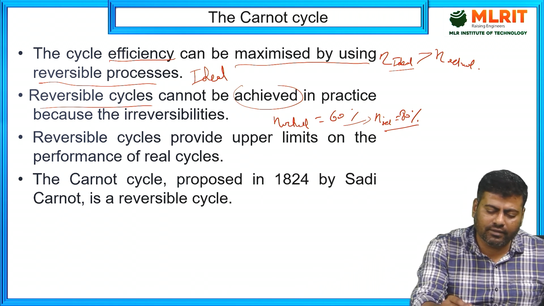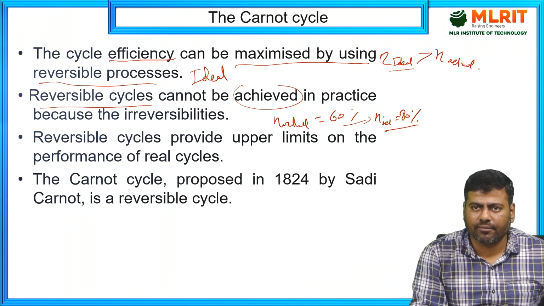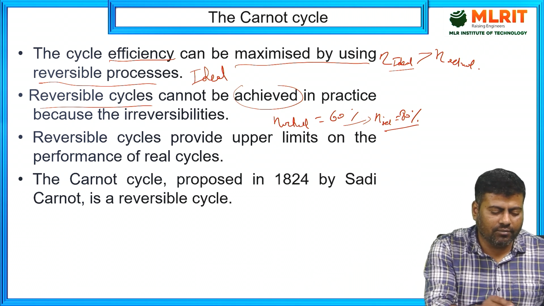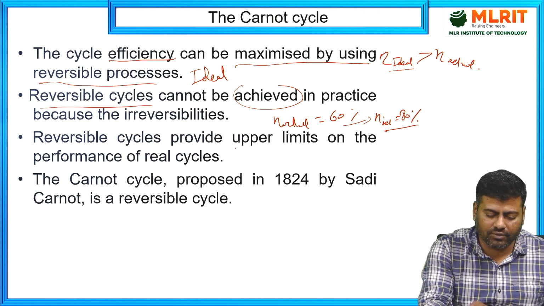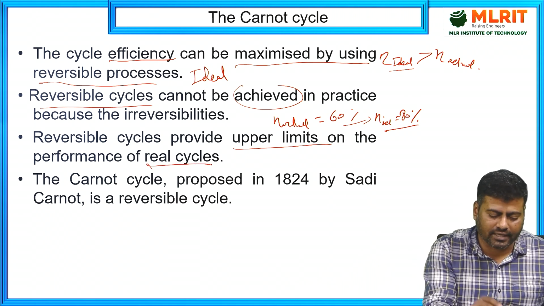If I got only NEET of actual as 40% and NEET of ideal as 80%, what happened? The 40% difference actually we are having. So up to that we can maximize that. So for this comparison we can have this Carnot cycle, and it can set the upper limits on the real cycles, right? What is real? Real is actual, right?